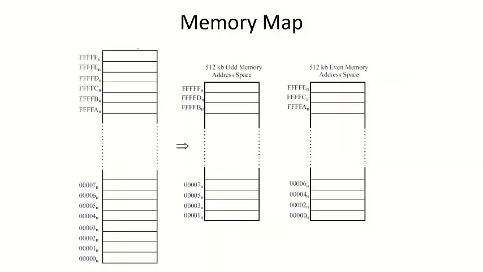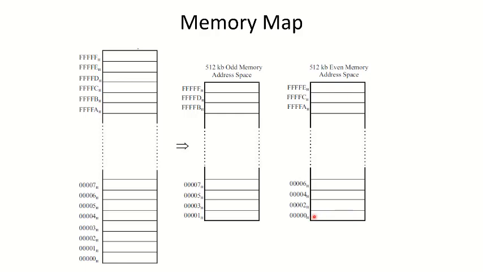So you can see here in this memory bank, this is the memory map. So the whole memory, this is 00000 to FFFFFH. So this is 1 megabyte memory. This 1 megabyte memory can be divided into two banks. This is the odd memory bank, and this is the even memory bank.